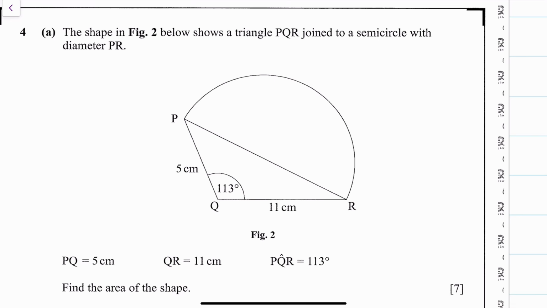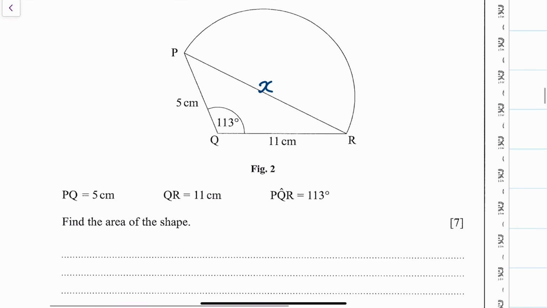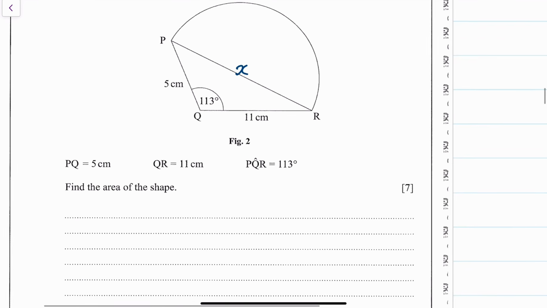Okay, right. We're going to have to find the area of this triangle. We can do that using half ab sine C, but you're also going to have to find the area of the semicircle. To find the area of a semicircle, you're going to need the radius. So if we find x, that's the diameter, and then we can divide that by 2 and find the radius, and then you can find the area of a semicircle. I think I will do finding x first.